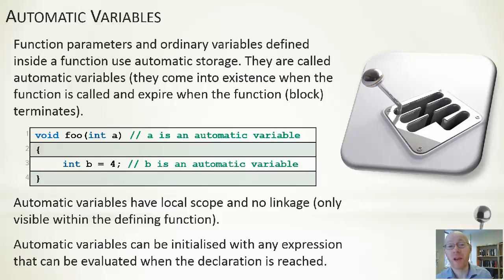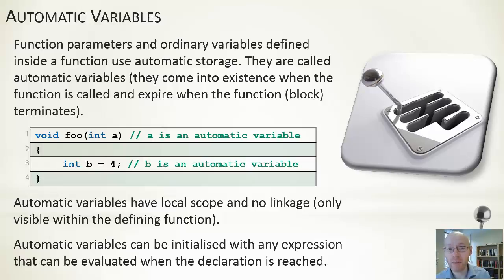You can see a small fragment of code where we have a method foo with an int a. So a is an automatic variable. It exists, it's going to be created on the stack. We'll be able to use it inside the body of the method. It has scope within the foo method.